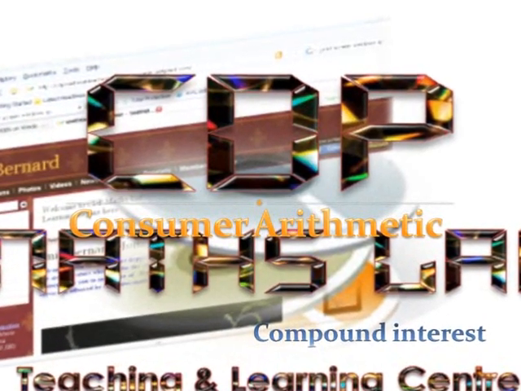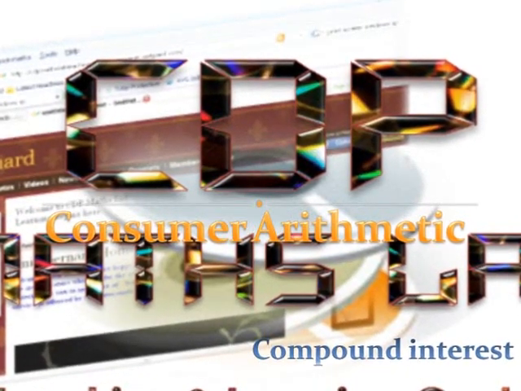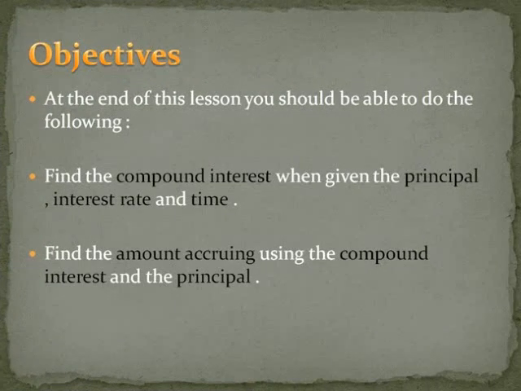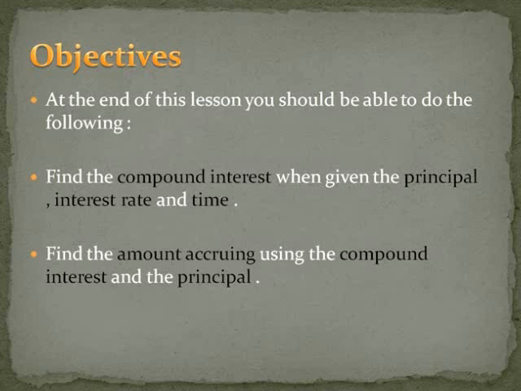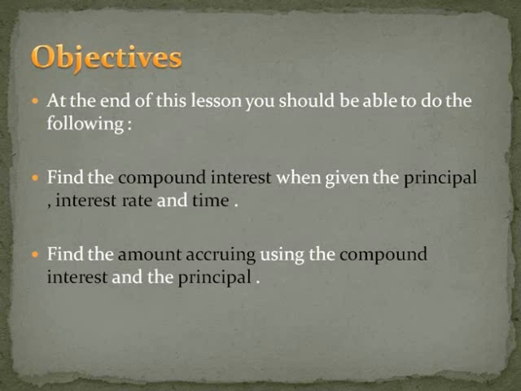Consumer arithmetic. Our topic for today's lesson is compound interest. Objectives. At the end of this lesson, you should be able to do the following. Number 1, find the compound interest when given the principal, interest rate, and time. And number 2, find the amount accruing using the compound interest and the principal.